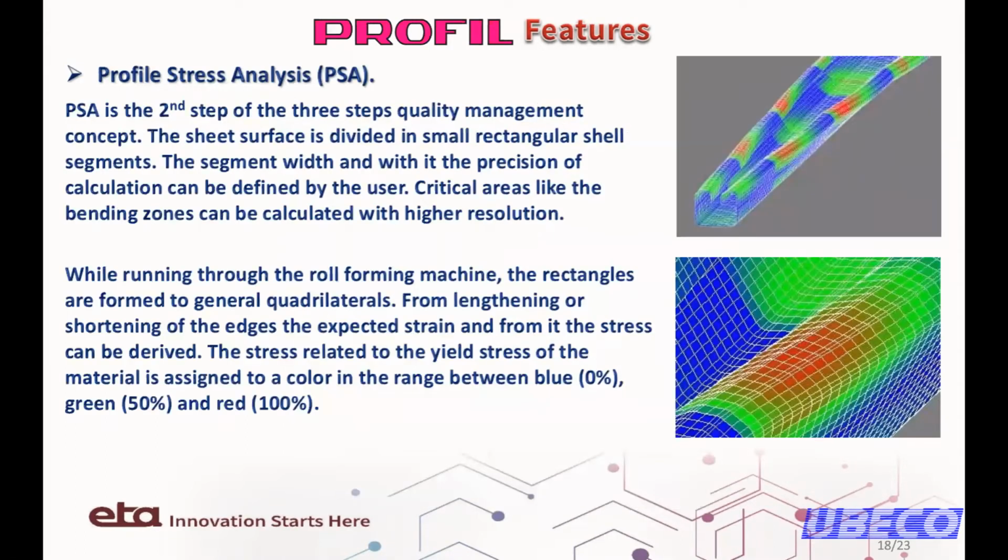The second step of quality management is the profile stress analysis, or PSA. Critical bending zones can be calculated with high resolution. The stress related to the yield stress of the material is assigned to a color in the range between blue, green, and red. Red means no good, and we have to change different steps just to remove the red contour.